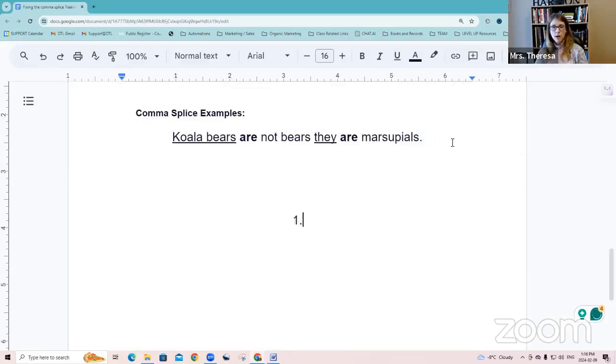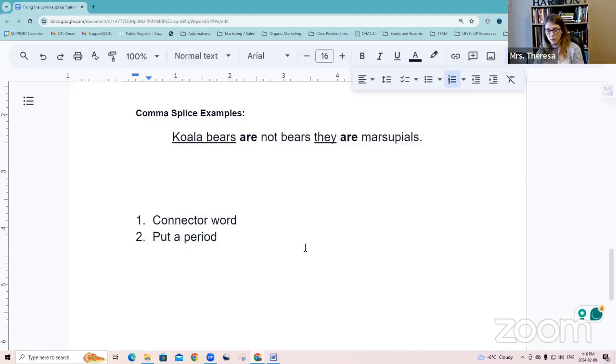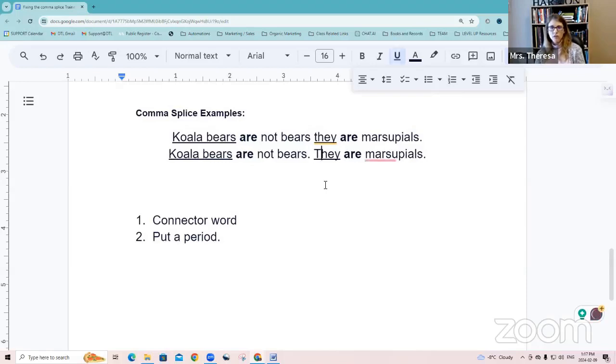We can connect it with a connector word. Or we don't have to connect it at all. We can put a period. Now, we wouldn't want a whole paragraph of sentences all divided up with periods. That might be great in like grade 1 or 2, right? Koala bears are not bears, period. They are marsupials, period. They like to eat, period. Every sentence, one independent clause, period, one independent clause, period.